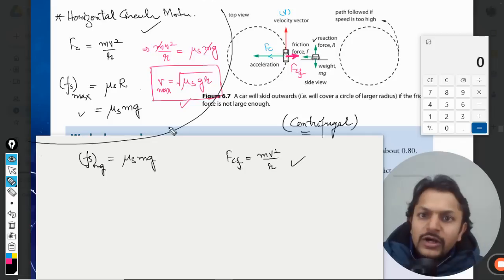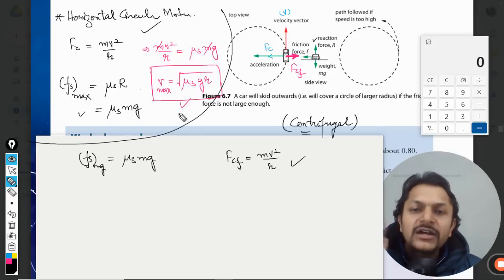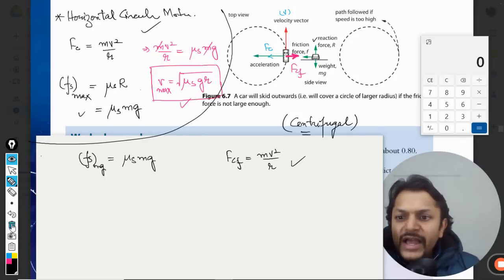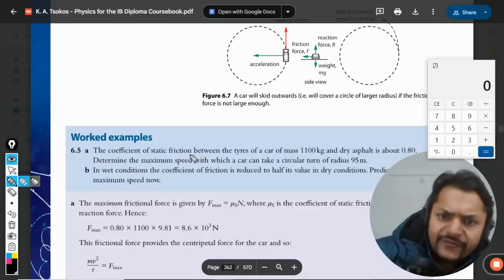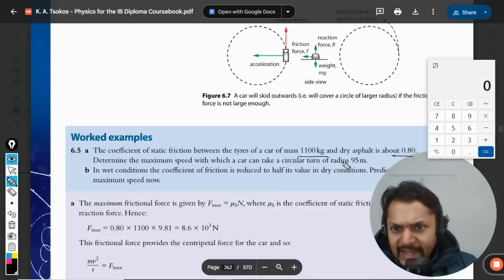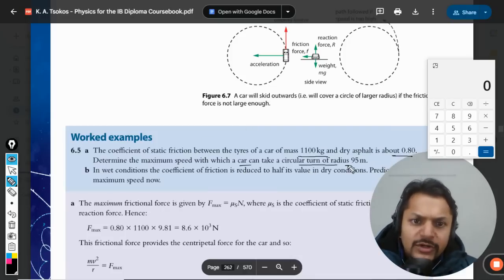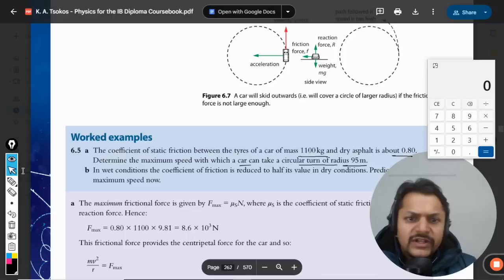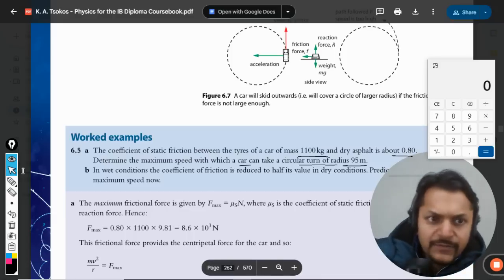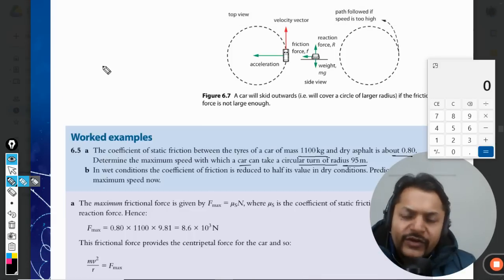Okay, so this is it. In this, we have found the Vmax, but now let us go for one question. The coefficient of static friction between the tires of the car of mass 1100 kg and the dry asphalt is about 0.8. Determine the maximum speed with which the car can turn the circular path with 95 meters as the radius. Okay, so I have given you the formula already. Let us go for the application part of it.